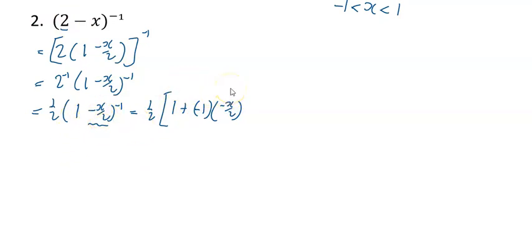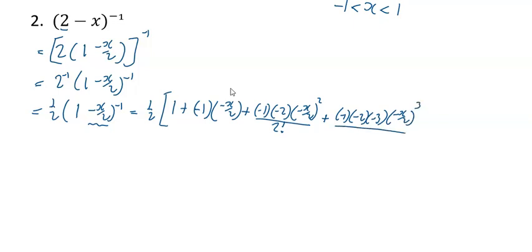The next bit is going to be brackets minus 1, that's my n, then n minus 1 is going to be minus 2, that's going to be minus x over 2, and that's squared, and this is divided by 2 factorial. And the last term for us is going to be minus 1 times minus 2 times minus 3 times minus x over 2, and that's cubed, and that's divided by 3 factorial, plus dot dot dot. You don't have to put any more terms in because we've got 1, 2, 3, 4 terms, so we're good.